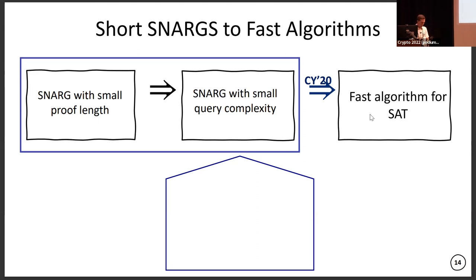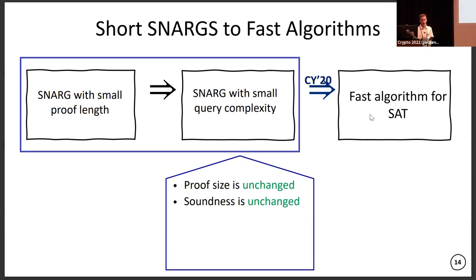So let's talk a bit more about properties of this transformation. Well, the proof size is unchanged. Actually, the proof itself is unchanged, and especially its size. In addition, soundness is unchanged. Note that we require the original SNARG with a small proof length to have salted soundness, and the SNARG with small query complexity will not have salted soundness with the exact same parameter, but will have regular soundness with the same parameter epsilon, and non-trivial completeness. When I say non-trivial, I mean that the completeness is slightly larger than the soundness error. Well, this is not the best completeness you would hope for, but it is actually enough to transform it to a fast algorithm for SAT. So I wouldn't recommend doing this in the practical world, but it is enough to prove a lower bound.